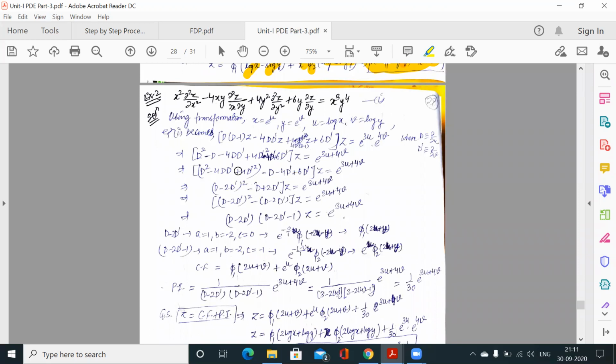Similarly, this equation is also with variable coefficient. x square is there, xy is there, y square is there, y is there. So this is in particular form. This is LPD with variable coefficient, and the variable coefficients are in particular form.